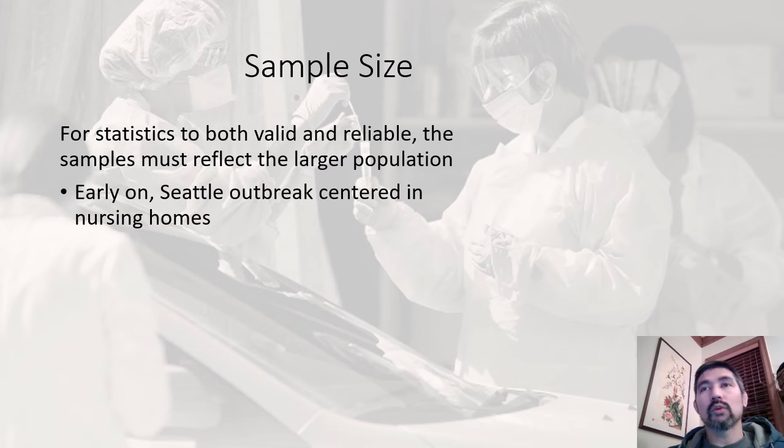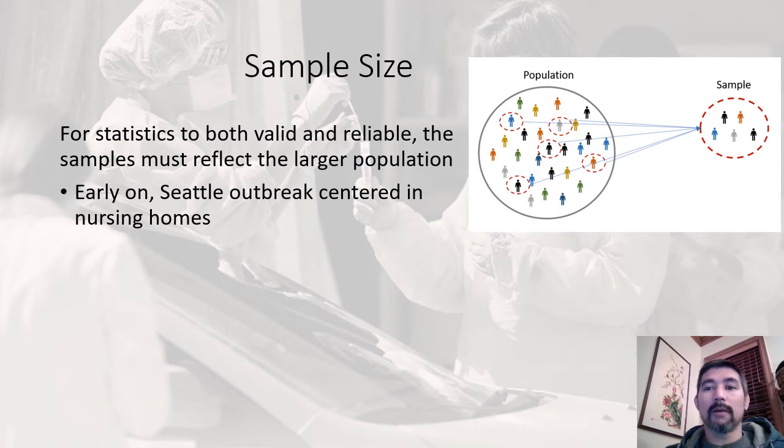Early on, the Seattle outbreak was centered on nursing homes, and we know that the coronavirus affects elderly people. It affects old people much more severely than it does young people. So that might be another factor in the higher mortality rate that was happening in Seattle. This is just an image showing that when we take a sample, we want a good cross section of that society. We want to make sure that everyone is accurately represented.